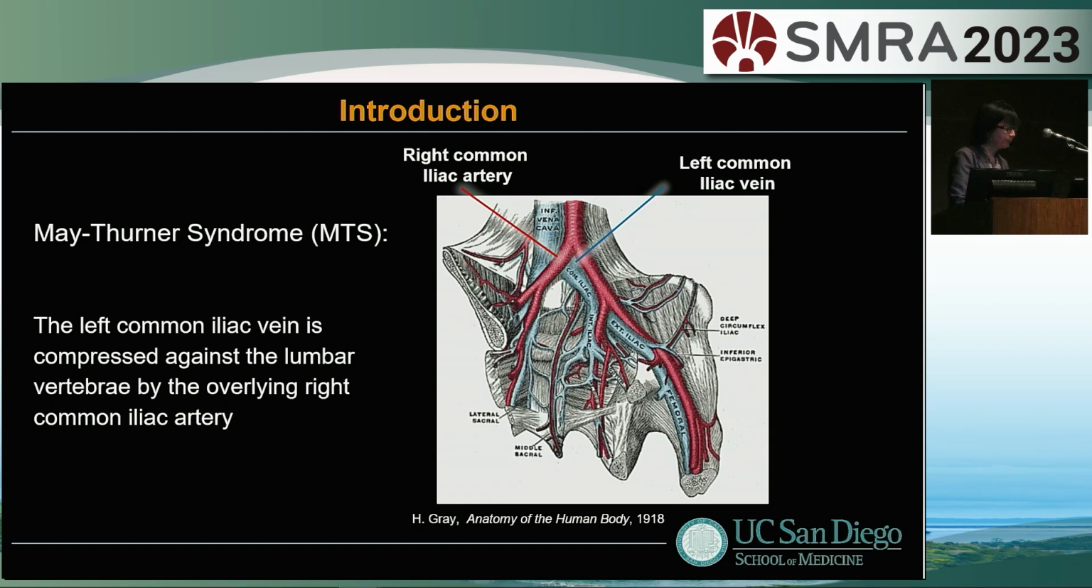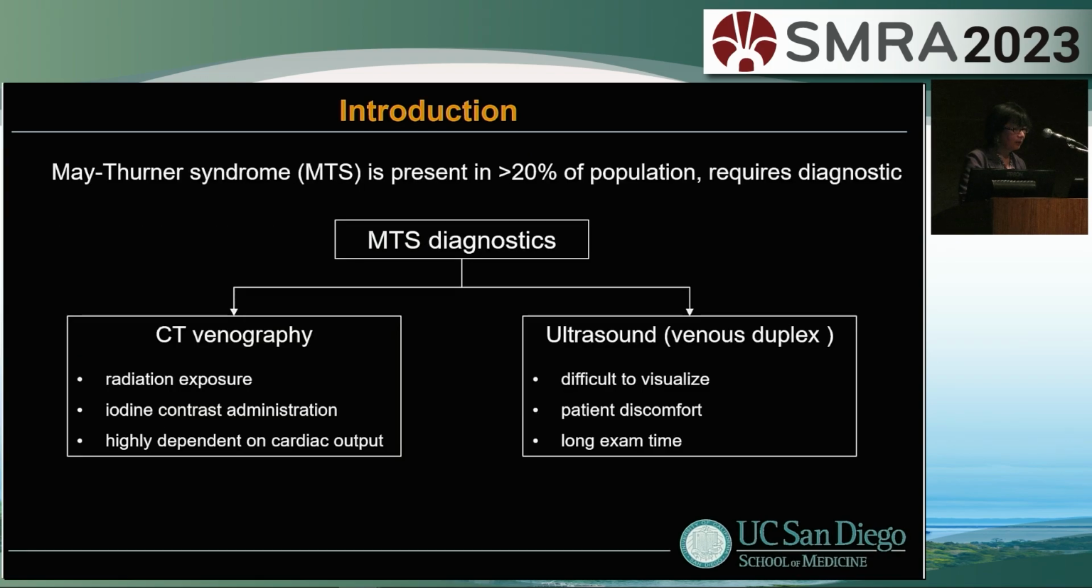May-Turner syndrome, shown here, is described as a condition when the left common iliac vein is compressed against the lumbar vertebrae by the overlying right common iliac artery, which can result in substantial complications such as deep vein thrombosis. May-Turner syndrome is rarely diagnosed, yet studies have demonstrated its presence in over 20% of populations.